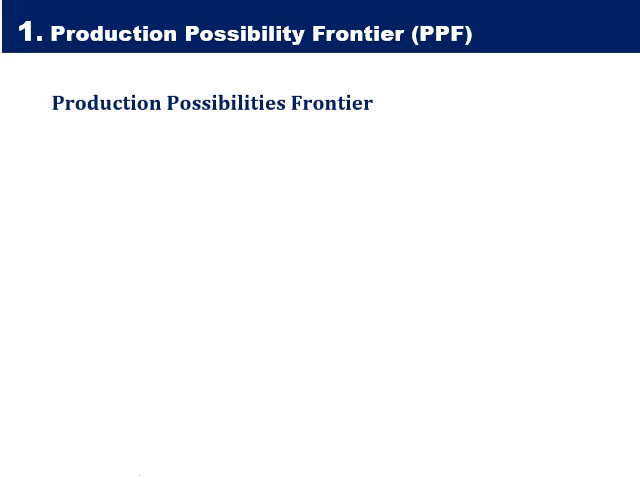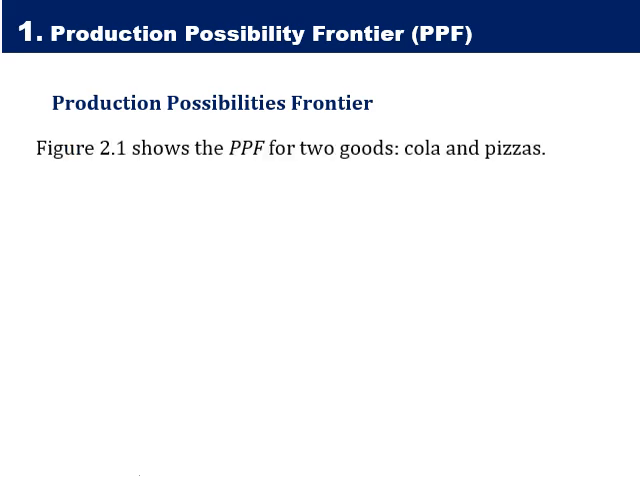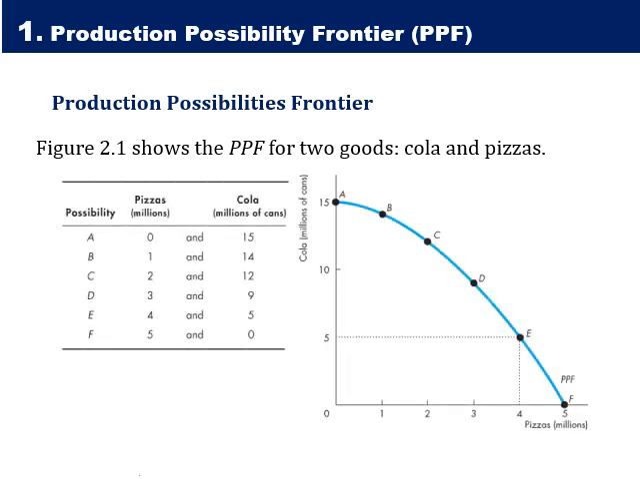As I said, the PPF shows the different combinations of two commodities that can be produced given the resources available to the society. This means that the points on the curve itself represent the highest level of production that can be produced given the limited resources and the available technology.